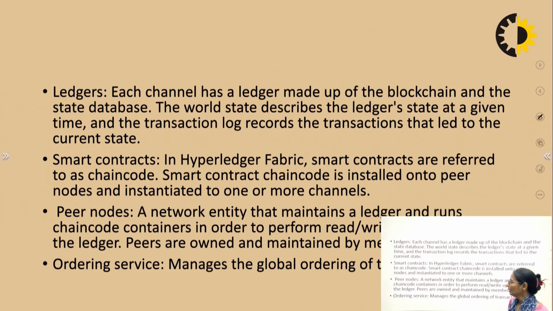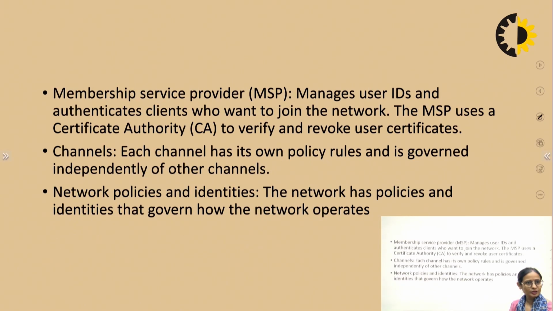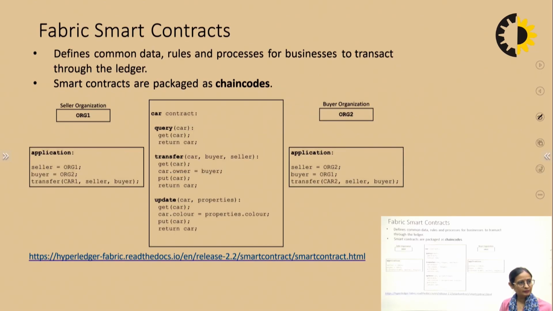Peer nodes are network entities that maintain a ledger and run chain code containers in order to perform read-write operations to the ledger. Peers are owned and maintained by the members. Ordering services manage the global ordering of transactions. MSPs manage the user identities and authenticate clients. Channels: each channel has its own policy rules and is governed independently of other channels. Network policies and identities are there.